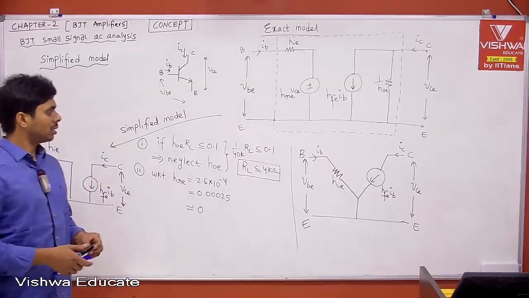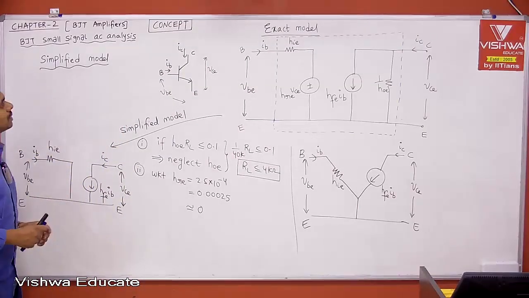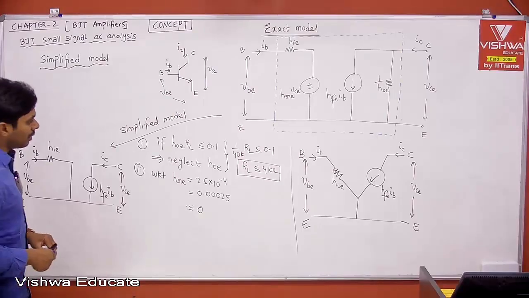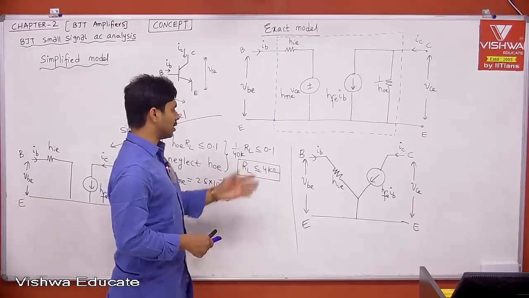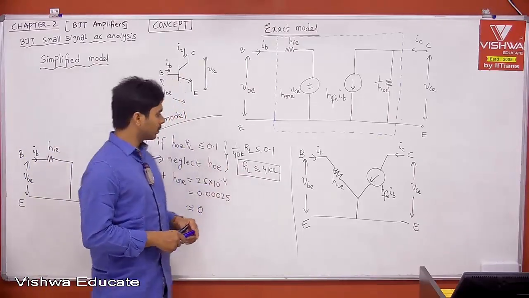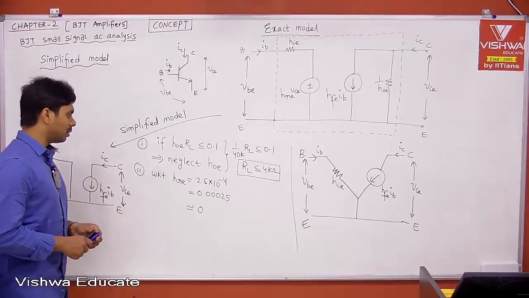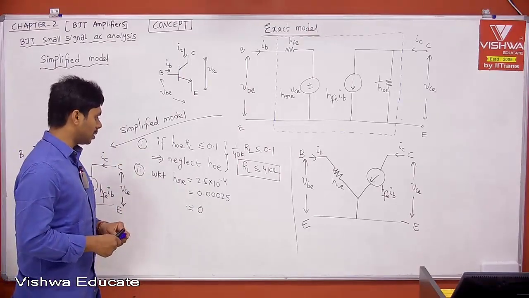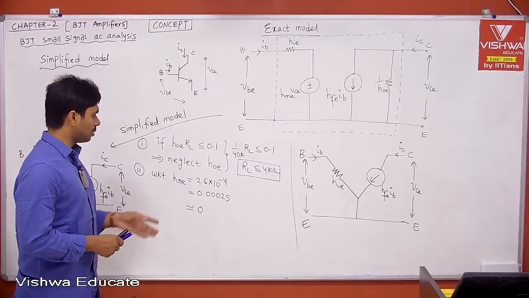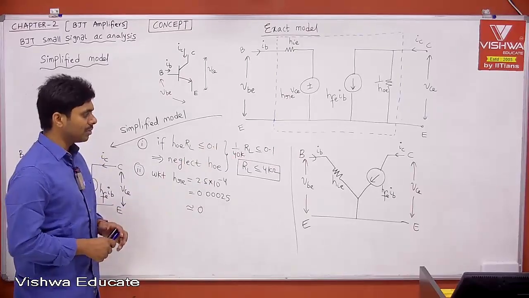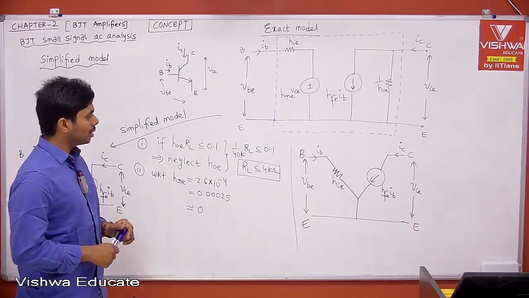I think last session we had seen what the simplified model is from the exact model, and if the load value is less than or equal to in the order of 4 kilo ohm, we can go for the simplified model. We can neglect HOE and we can take HRE approximately as nearly 0, therefore we will get the simplified model. Okay.